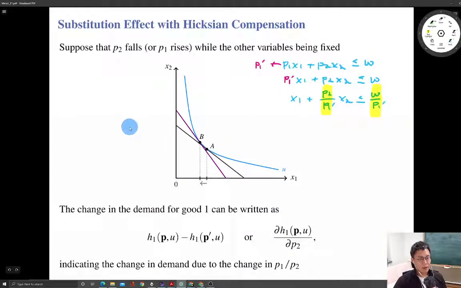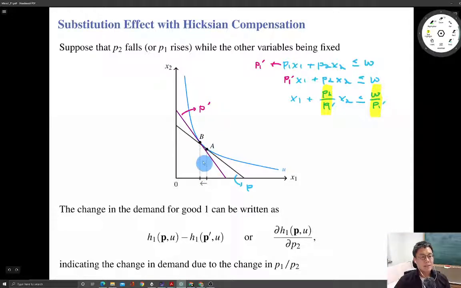To explain the Hicksian compensation, let me use this figure. Here the gray line indicates the budget line before the price changes. Let me say the original price vector is given by P, and the new price vector is denoted by P prime. Under this original budget line, at bundle A, the budget line is tangent to the indifference curve. So we can think of bundle A as the optimal choice.